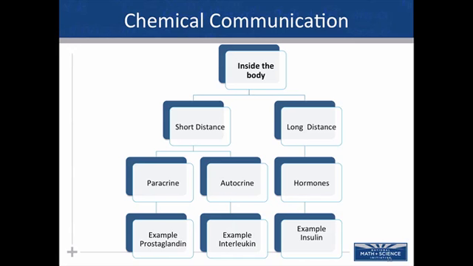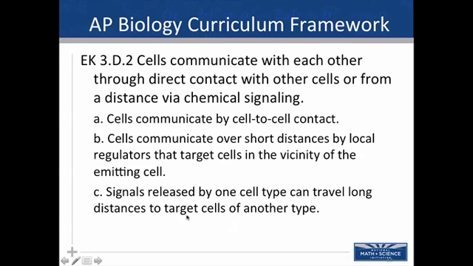So chemical communication could be, first of all, we mentioned outside the body, extracellular, or even extraorganismic. And then in this case, we're going to look at communication inside the body. So this flow chart just shows you a simplified classification system for cell communication that's going to occur inside the body. So let's look at what our curriculum framework tells us we need to know.